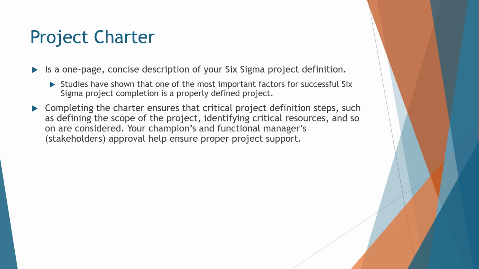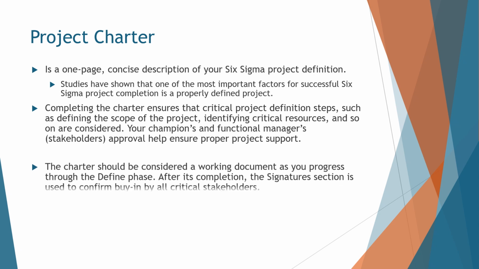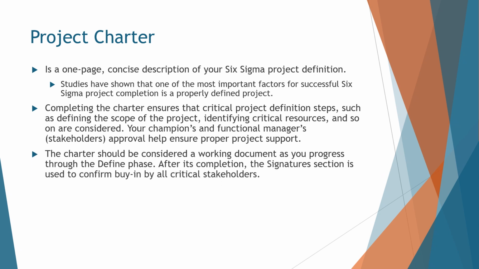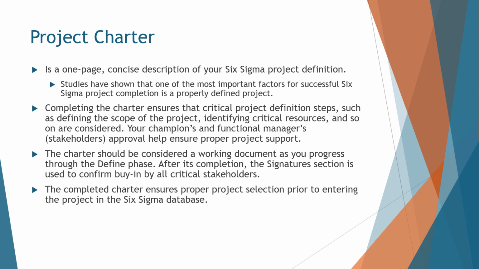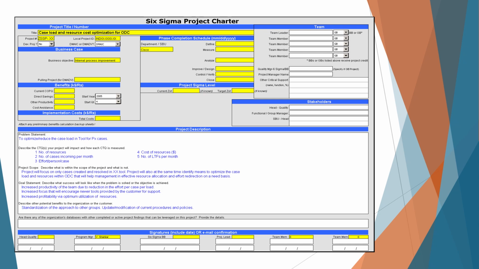Your champions and functional manager stakeholders' approval help ensure proper project support. The project should be considered a working document as you progress through the define phase. After its completion, the signature section is used to confirm buy-in by all critical stakeholders. The completed charter ensures proper project selection prior to entering the project in the Six Sigma database. Now I'll take a moment of silence so you can look this over.